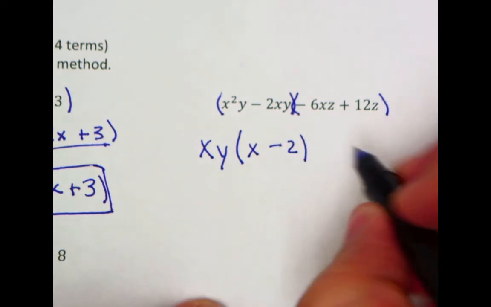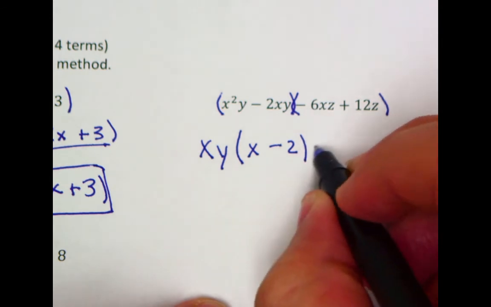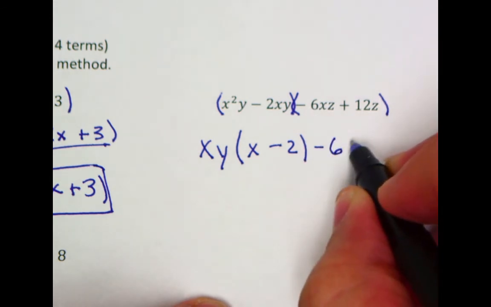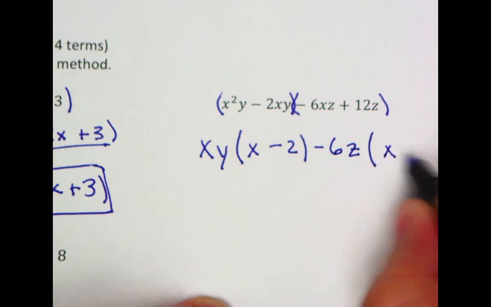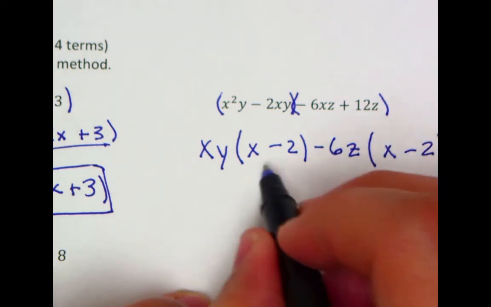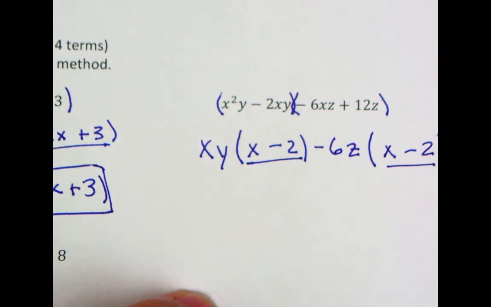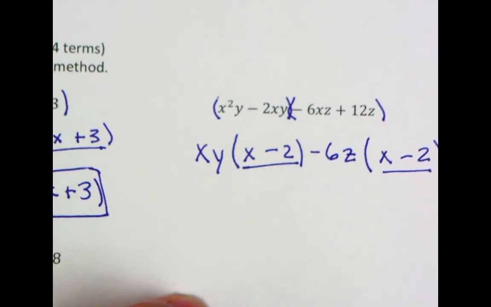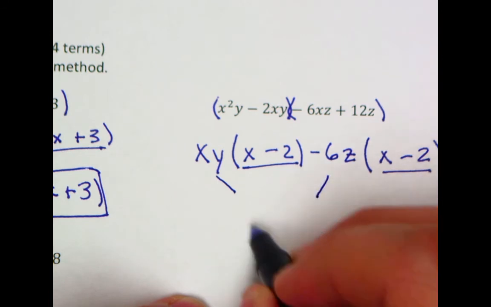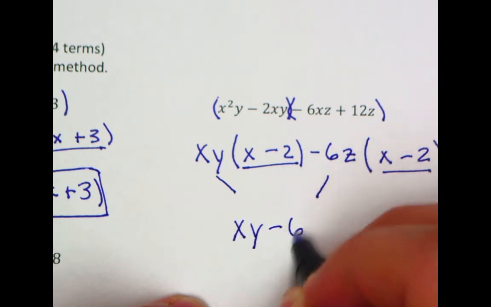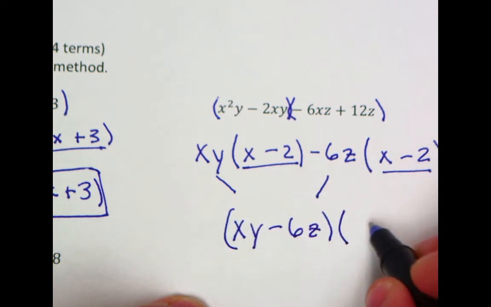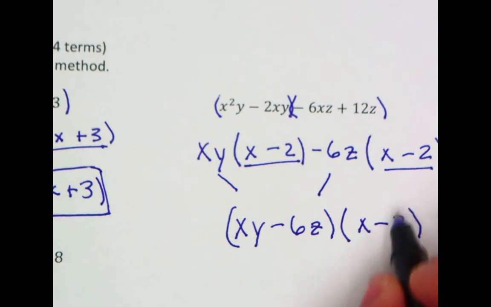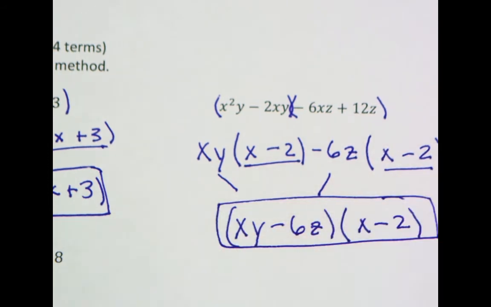In the second one, I can take out a number. Since the first number is negative, I'm going to take out a negative 6 and a z. What's left over is just the x, and 12 divided by negative 6 is negative 2. Now I know I factored this properly because both of my factors are the same. I pull my GCFs together in one parenthesis, so xy minus 6z, and the common factors of x minus 2 in the other. That is grouping.